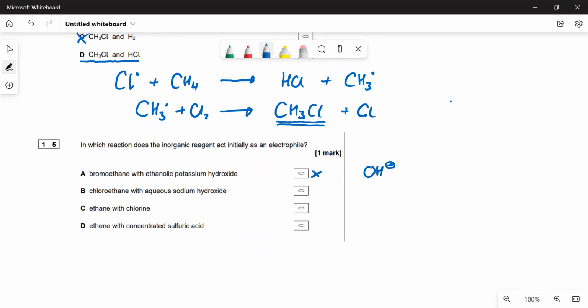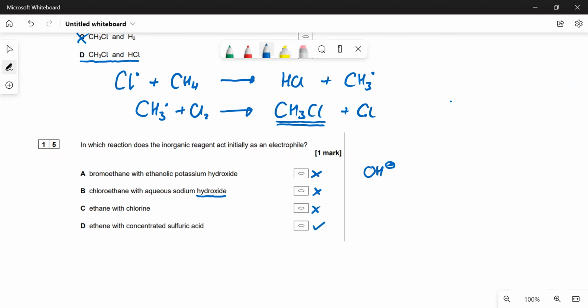Chloroethene with aqueous sodium hydroxide. Again, OH minus is never going to act as an electrophile. It's negatively charged. That's a nucleophile. Ethane with chlorine. There's no electrophile there. It's a free radical substitution. So it's got to be this last one, ethene with concentrated sulfuric acid.